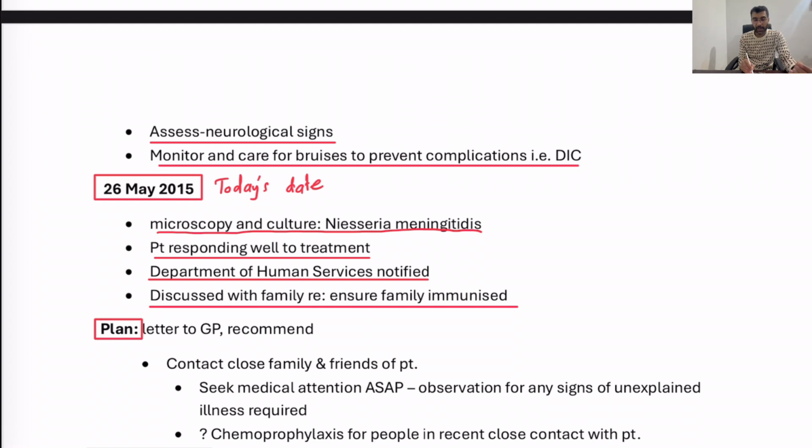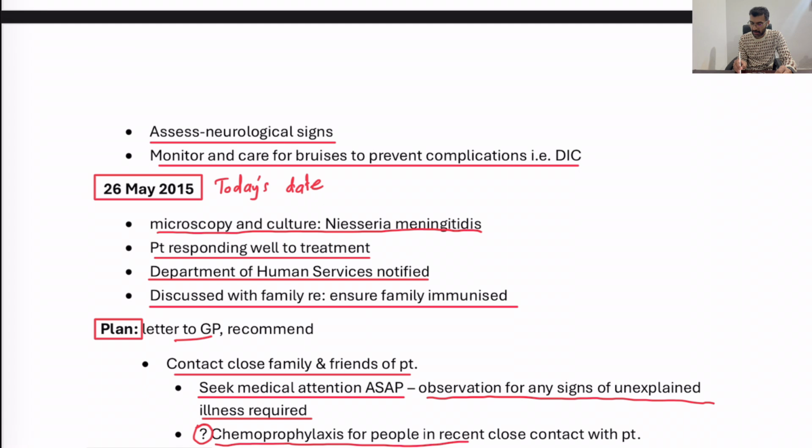We have planned to write a letter to the GP and recommend. So we are writing this letter. We will request the GP to contact close family and friends of the patient and ask them to seek medical attention as soon as possible. Observation for any signs of unexplained illness required. We will write it, and definitely we will paraphrase it. Then the last one, with a question mark, meaning possible, probable, if needed: possible chemoprophylaxis for those in recent close contact with the patient.